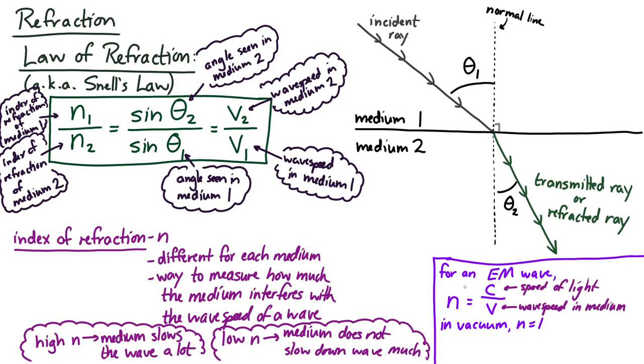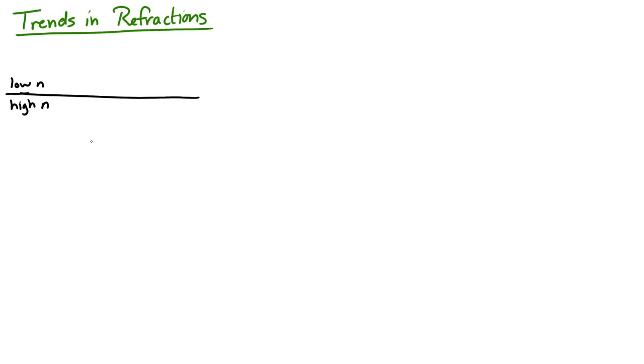Turns out, for glass, the index of refraction is approximately 1.6. For water, the index of refraction is approximately 1.3, and for many plastics, the index of refraction is approximately 1.5. So that gives you an idea of what indices of refraction tend to be for electromagnetic waves. So let's think about some of the trends that we would see in refraction. So let's draw a diagram, and let's have a low index of refraction material and a high index of refraction material right here. And we're going to have an incoming ray like that.